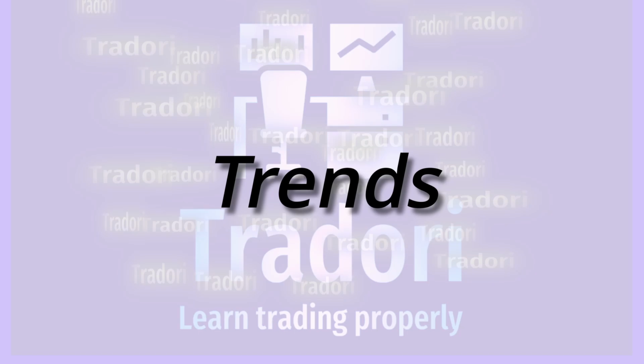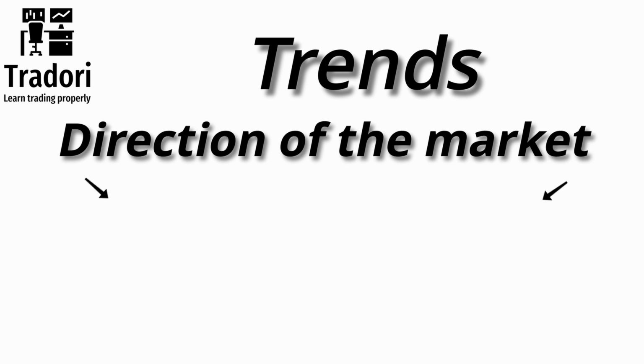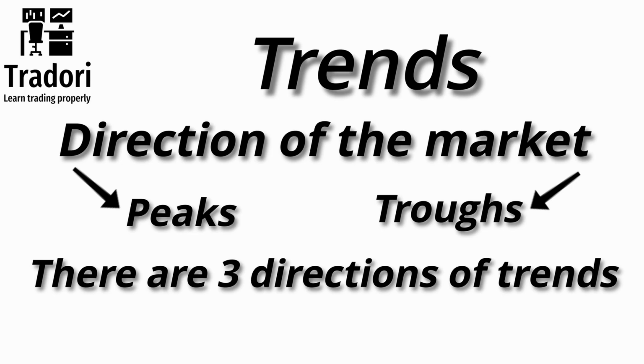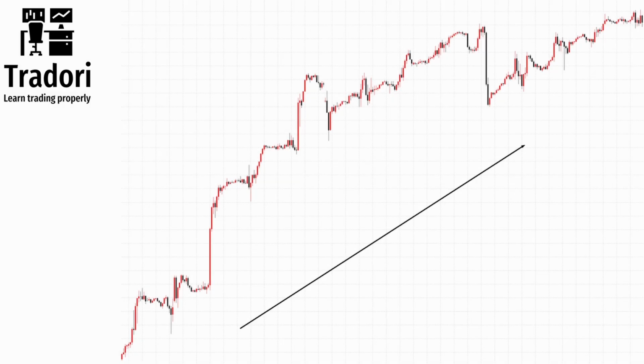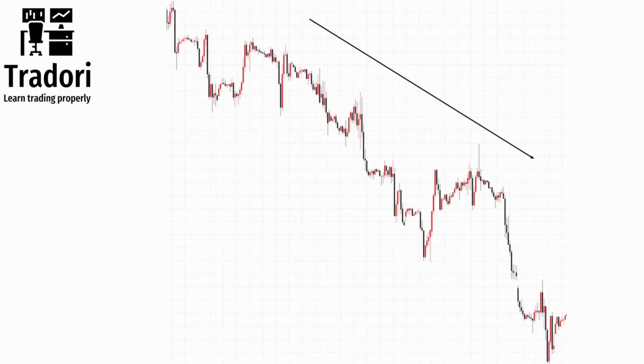A trend is the overall direction of a market or an asset's price, and is made of peaks and troughs. When the price is moving in one overall direction, such as up or down, that is called a trend. There are three directions of trends: an uptrend, or bull market, when the overall direction of a market is up; a downtrend, or bear market, when the overall direction of a market is down.